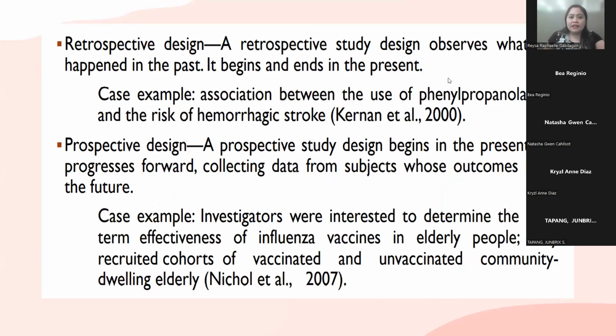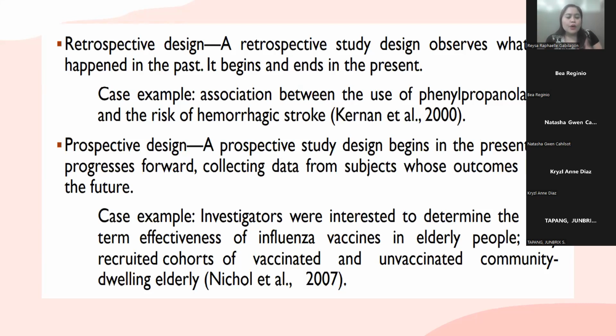When you say retrospective, we are studying actually the past. Okay, retro means the past. We are going back to the past class. So, our study will begin at the present, and then let's go back to the past, and then the study will end also in the present. So we have an example here, association between the use of this substance, phenylpropanolamine, and the risk of hemorrhagic stroke.